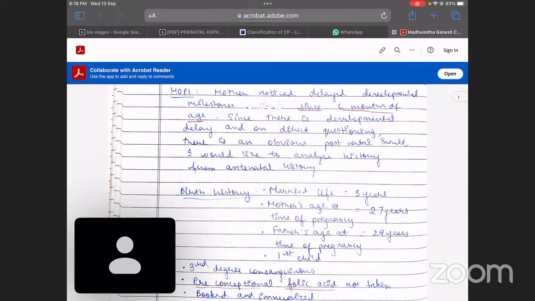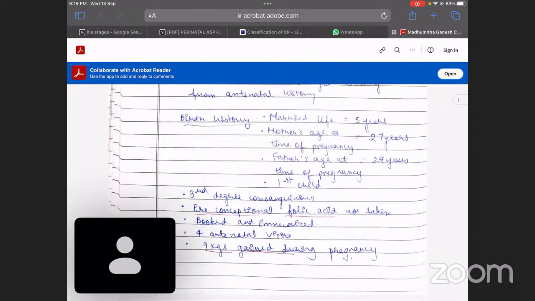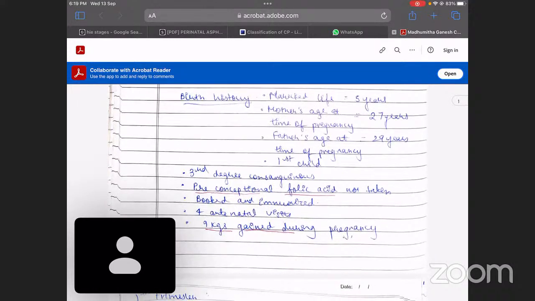So birth history, you said it is a first order child, right? Yes, sir. First order child and third degree consanguineous marriage. Already we discussed consanguinity. Now, what is the importance of preconceptional folic acid in this case, for any neurodevelopmental case? Yeah, sure. Preconceptional folic acid, because many people do not plan their pregnancy, it is better to take preconceptional folic acid 4 weeks prior to conception, so we can prevent neural tube defects.